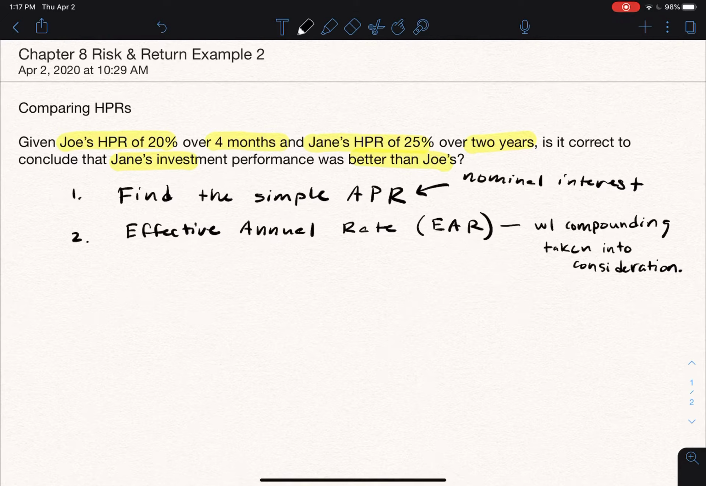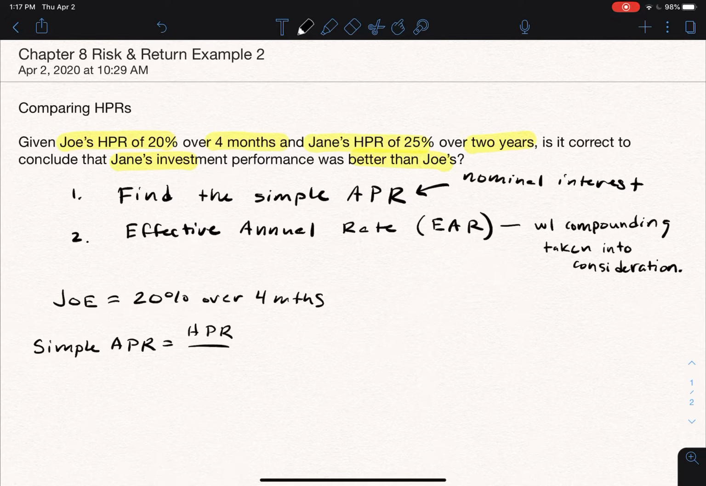Okay, so let's start with Joe. So good old Joe, he had a 20% return over 4 months. Okay, well, to find the simple APR, we take a holding period return, okay, and we divide it by N, okay, and N in this case is the number of periods that account for in a year, okay, and so there's going to be a fraction that we're going to have to work with, and I'll show you how that works. So let's keep moving forward.